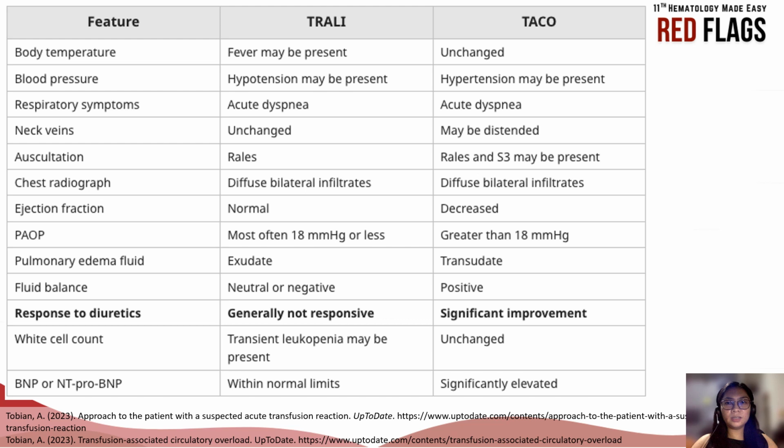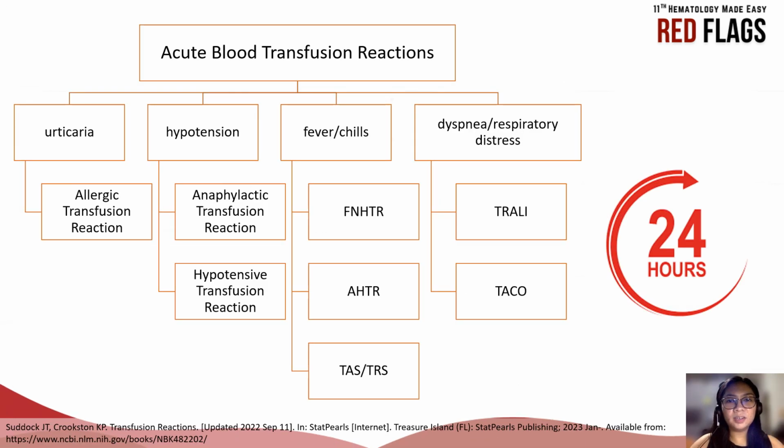TRALI is often considered as a differential diagnosis to TACO. A key distinguishing feature between TRALI and TACO is that TACO symptoms improve with diuresis. Other helpful features to distinguish between the two are presented in this table. To reiterate, acute transfusion reactions occur during or within 24 hours of blood transfusion. This figure is a summary of the various acute transfusion reactions based on their presenting symptoms.